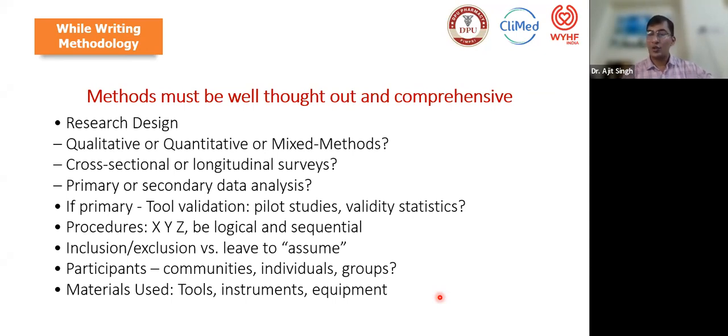Okay. And then inclusion and exclusion criteria, participants. As I told you, population is very important to justify. And tools, instrumentation, equipment, whatever you are using, you have to give the proper methodology along with the proper name, company, or anything.